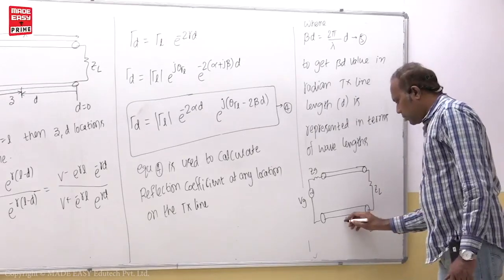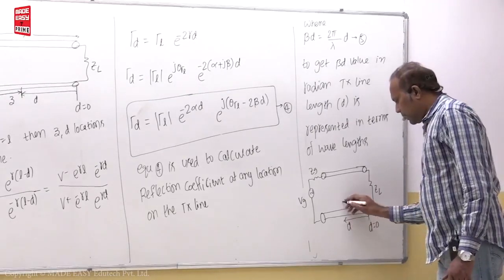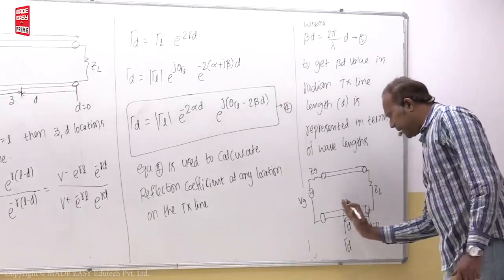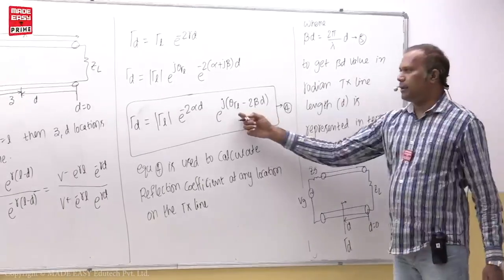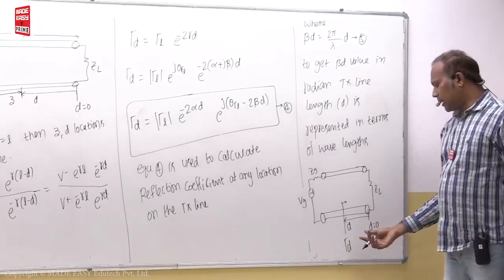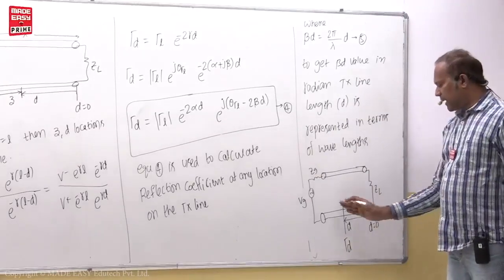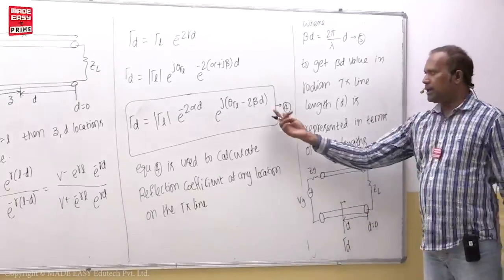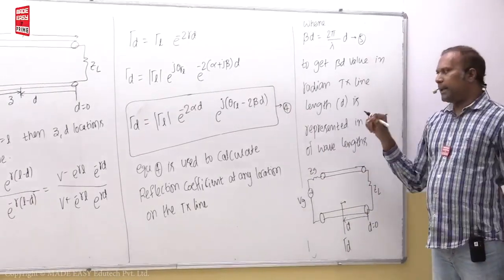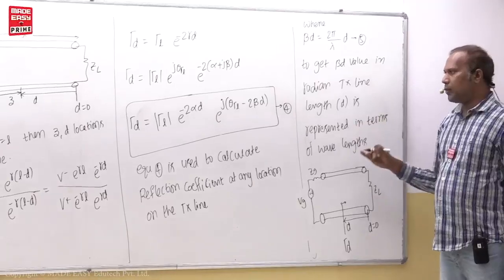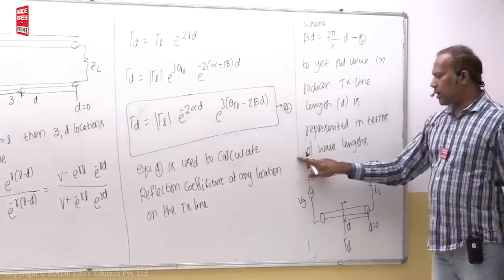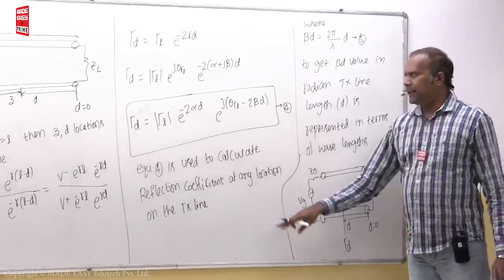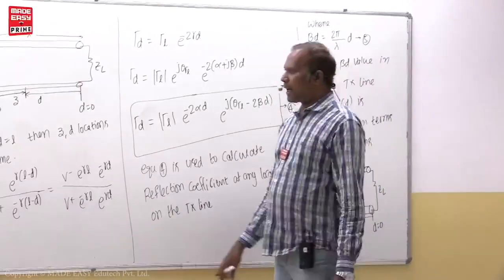Now you come to d distance from the load end, then the reflection coefficient gamma d at this location is this one. So if anybody asks you what is the reflection coefficient on the transmission line at 3 meters from the load end, then you have to substitute d equal to 3 meters. That 3 meters is calculated in terms of wavelengths. We will do that later on. So this formula is most important. You have to remember this one, where I will write these parameters.